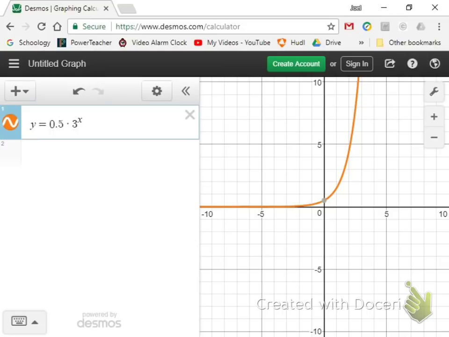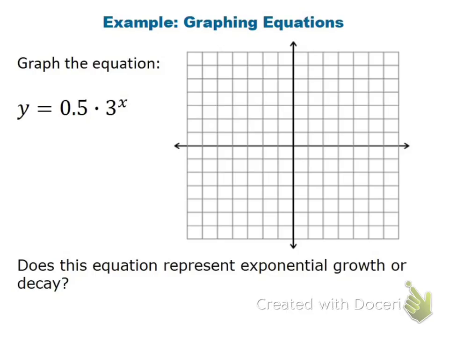So I'm going to hop back over. I'm going to use my graphing calculator to actually graph ordered pairs for this one. And so when I graph this, again, I'm going to go 0.5 times 3 caret x, and then graph it. So I have an XY chart that looks something like this. -2, -1, 0, 1, and 2. -2 is 0.056. -1 is 0.167. 0 is 0.5. And I've got 1.5 and 4.5.